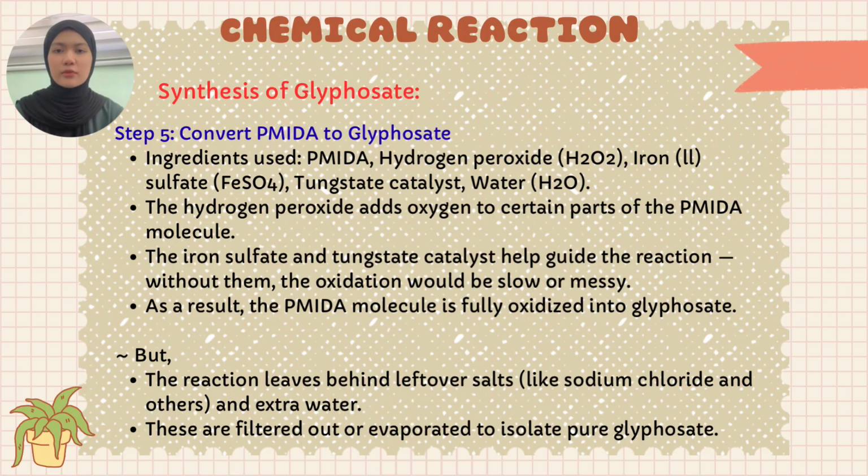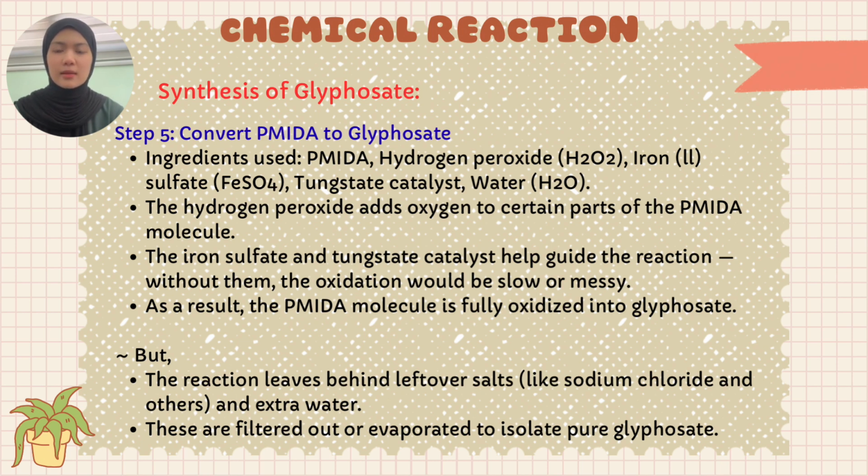The last step is to convert PMIDA into glyphosate. In this step, hydrogen peroxide adds oxygen to certain parts of the PMIDA molecule. There are also iron sulfate and tungstate catalysts which help guide the reaction, because without them, the oxidation would be slow or messy. As a result, the PMIDA molecule is fully oxidized into glyphosate, but the reaction also leaves behind leftover salt and excess water. Therefore, this leftover will be filtered out or evaporated to isolate pure glyphosate.